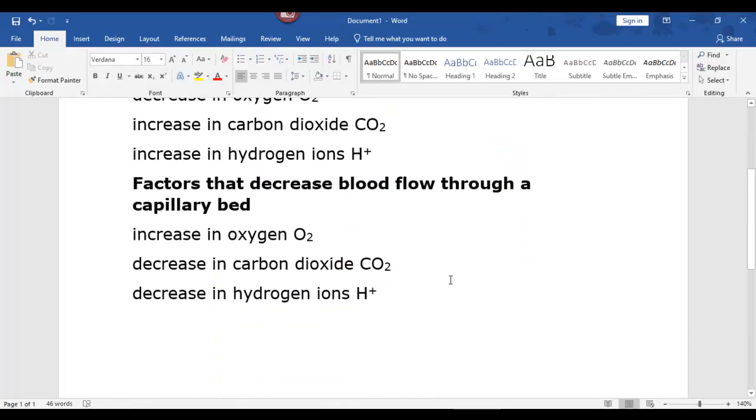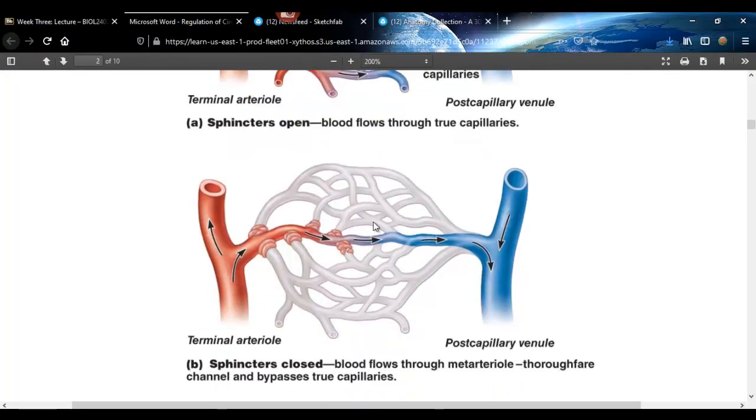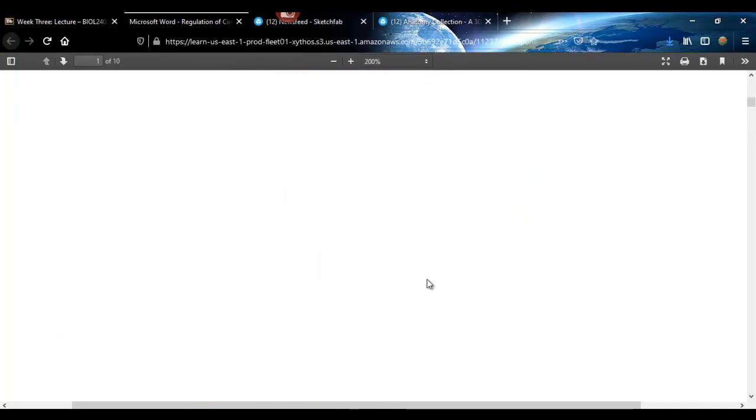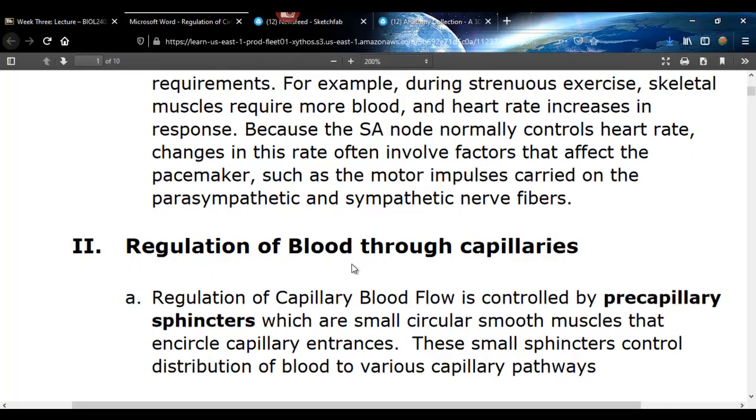Factors that decrease blood flow through a capillary bed. If there's plenty of oxygen, there'd be no need for big blood flow there. If there's low carbon dioxide or low acidity, low hydrogen ions, which would be that example. If a tissue has plenty of oxygen, there's no reason for these little valves to open up and allow blood to flow through. So that's the first one. I know it says number 2 here, but that's regulation of blood through capillaries.